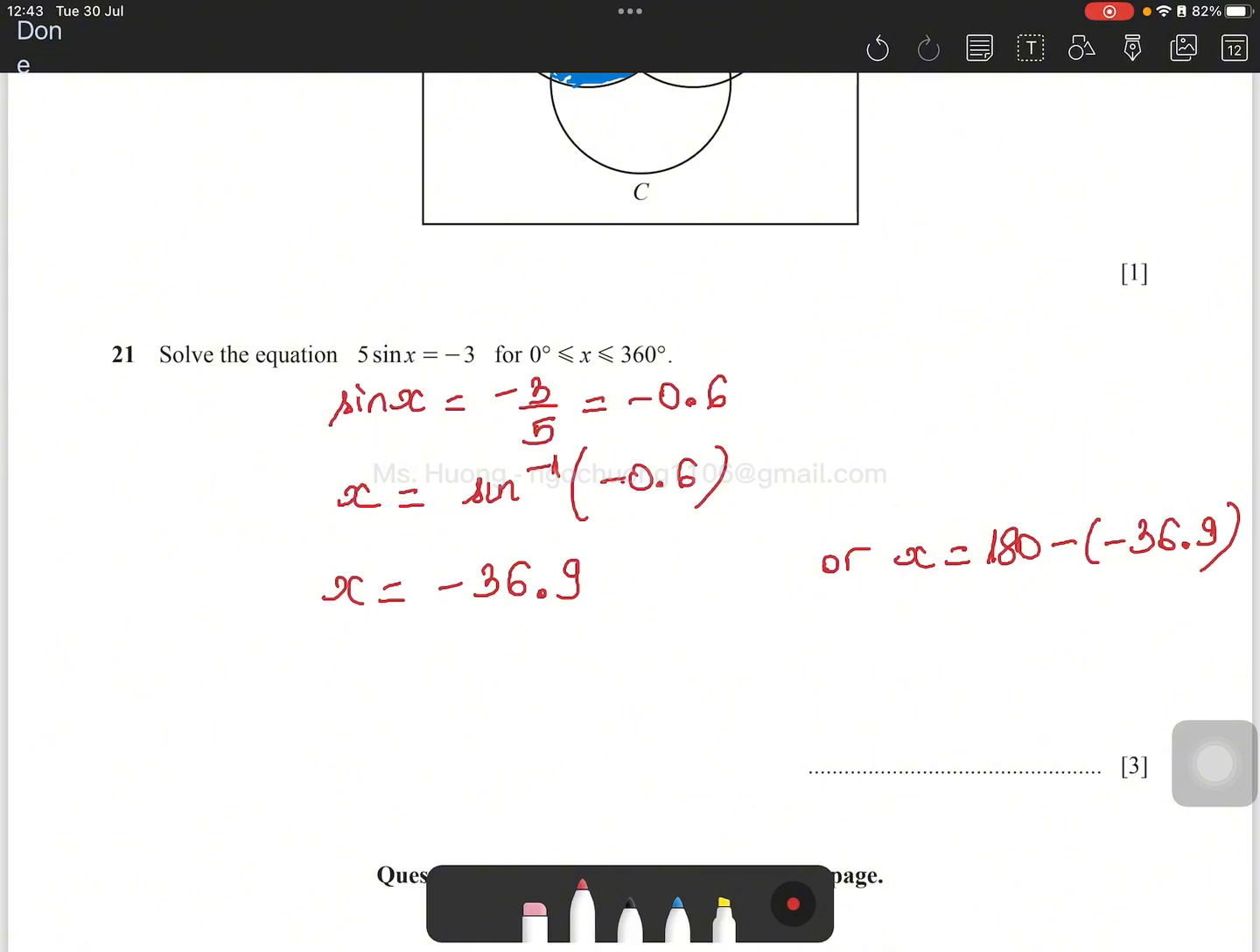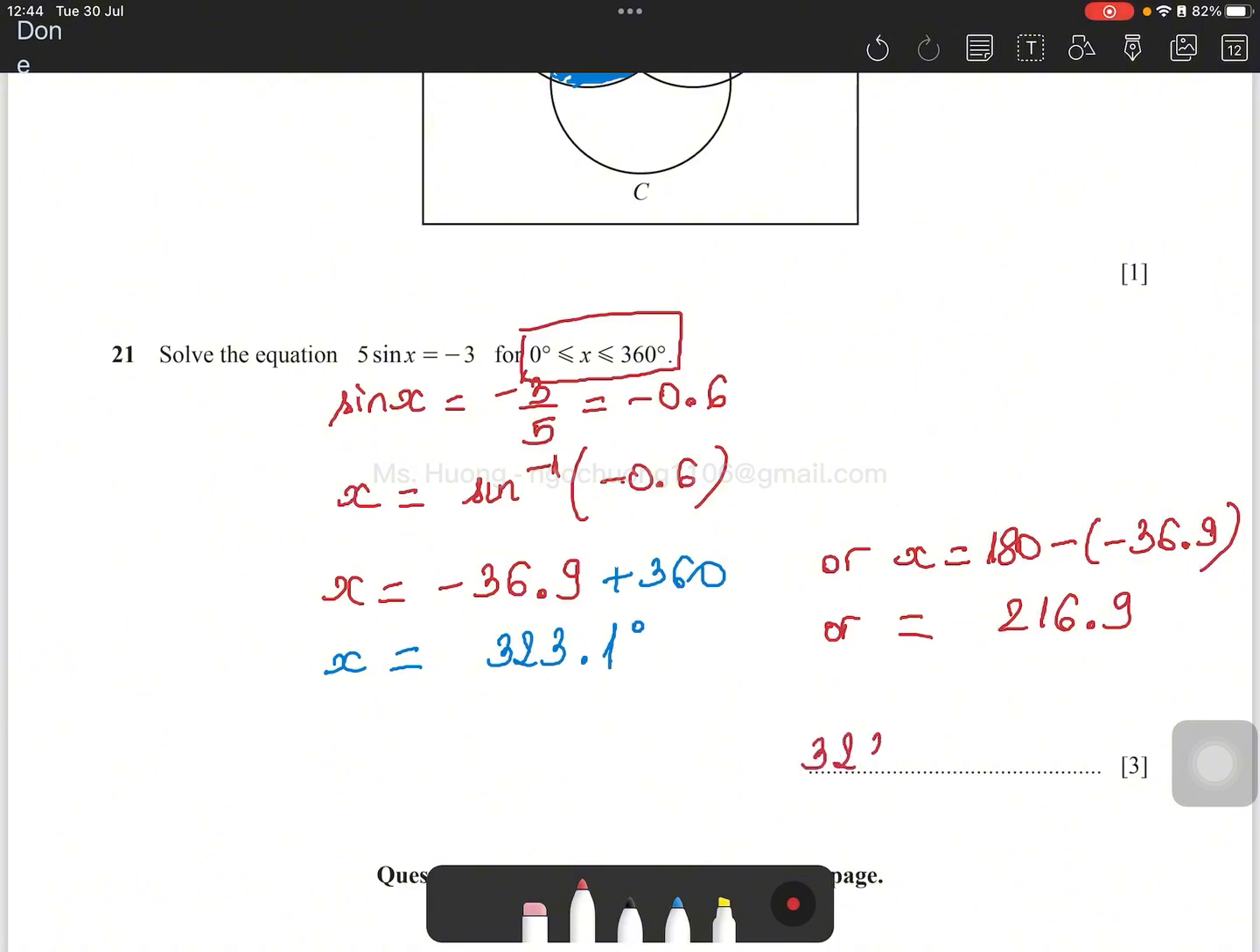If you see a negative value, we need to convert it to a positive value in the range from 0 to 360 by adding 360 to it. So x is equal to 323.1 degrees, or x is equal to 180 plus 36.9, which is 216.9. So we have two answers for this, 323.1 or 216.9.